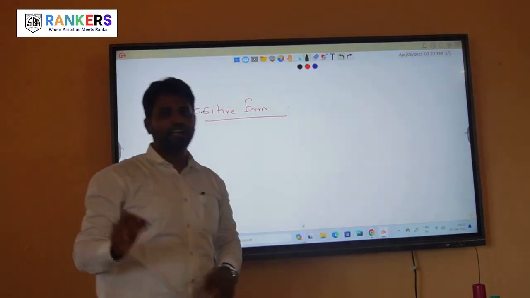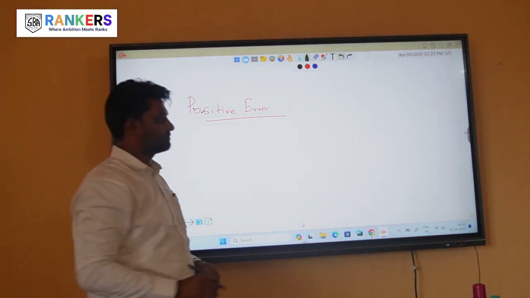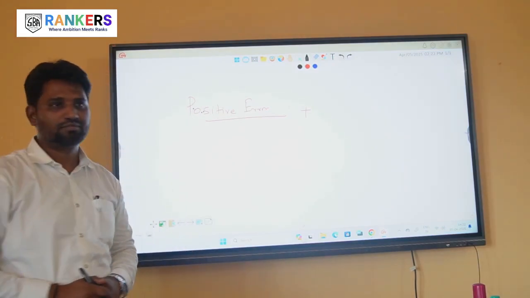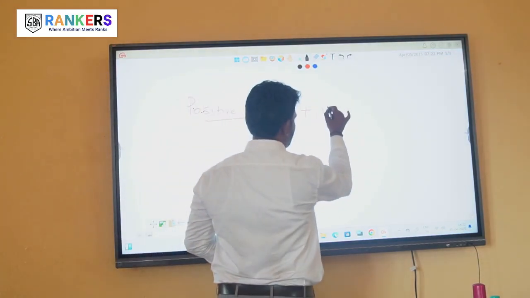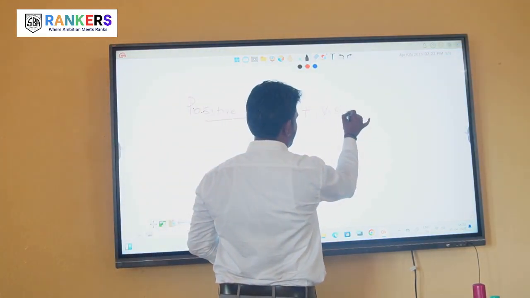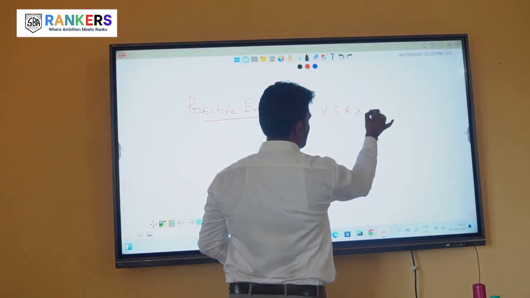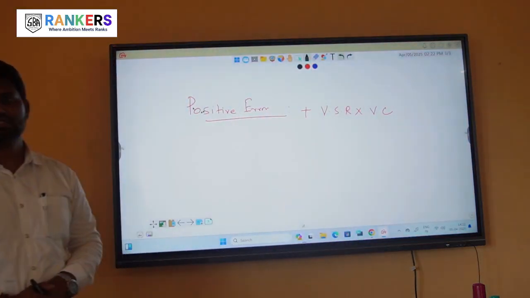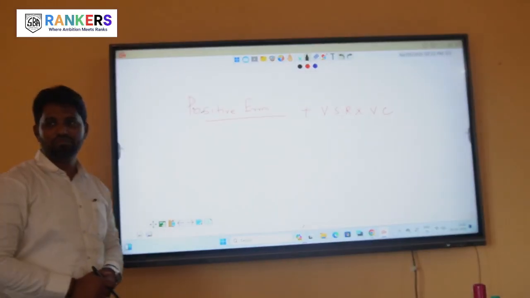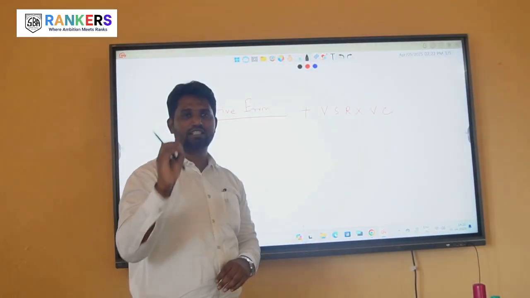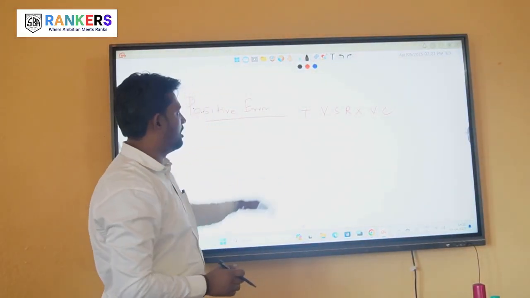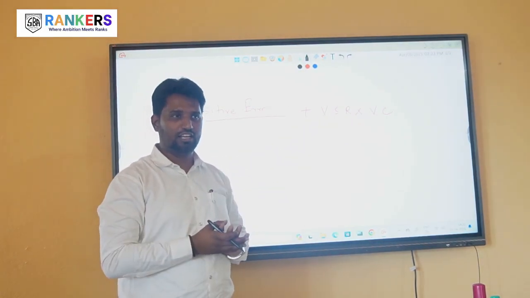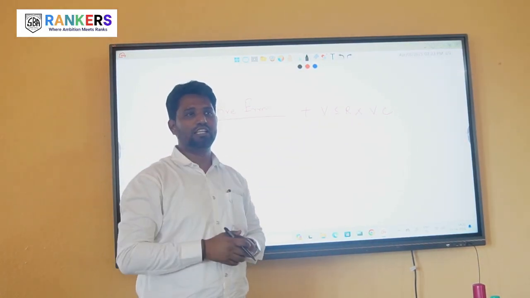Positive error. Write down the formula. Plus, first of all, it is the plus. Then Vernier scale reading into Vernier constant. VSR is the full form of Vernier scale reading and V.C. is the Vernier constant. Clear? Okay.